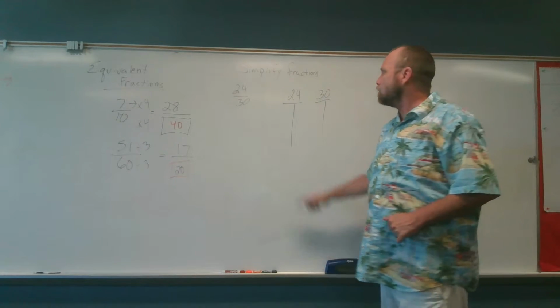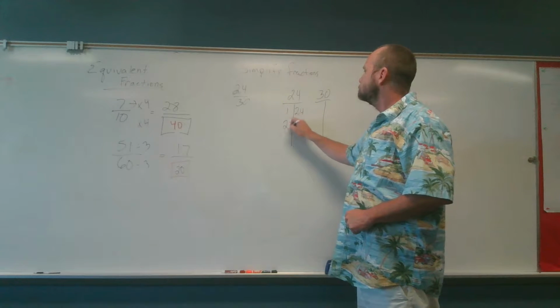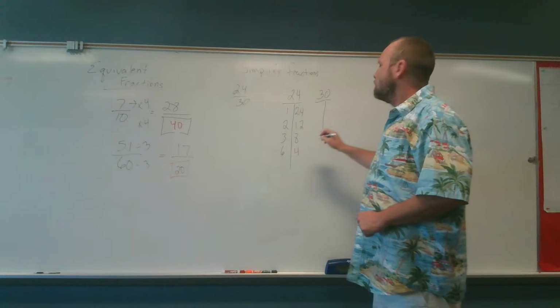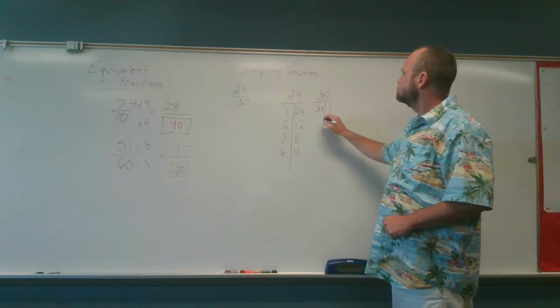So, Taylor, tell me all the factors of 24. 1 and 24, 2 and 12, 3 and 8, and 6 and 4. Okay, all right, Sanaya, 30. 30 times 1, 5 times 6.